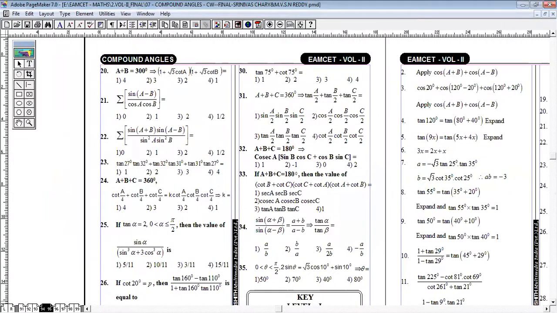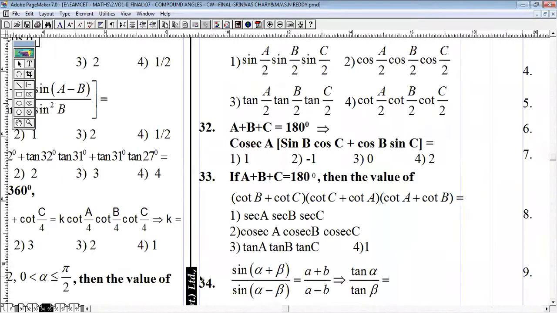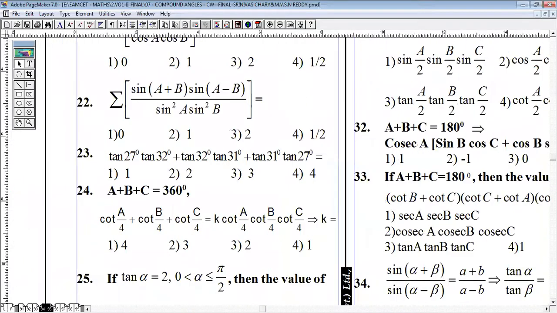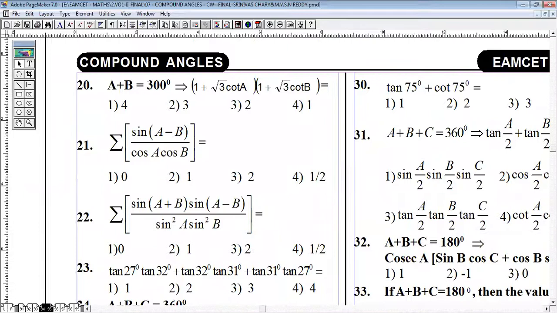Yes, sure. Look at problem number 20. If a plus b is equal to 300 degrees, what is the value of (1 plus root 3 cot a) into (1 plus root 3 cot b)?